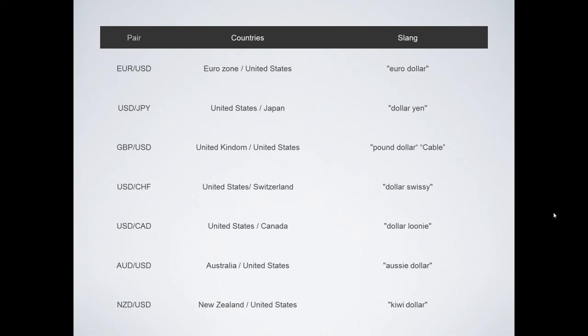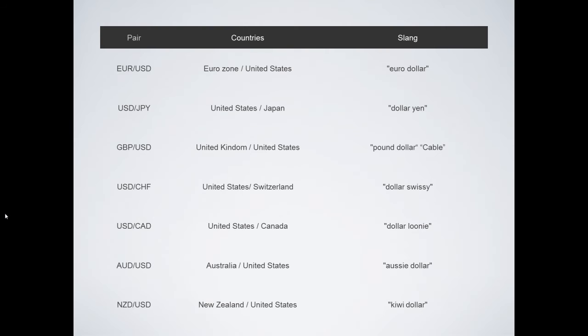So we can see in this case a few examples: euro dollar, dollar yen, cable. We've got the dollar against the Swiss franc, dollar CAD, Aussie dollar, New Zealand dollar. I won't bother going through all of them. We'll keep everything how it is there, and you can obviously pause the video or refer to the notes below if you want to go through this in more detail. Now, the next set of pairs will be referred to as crosses.